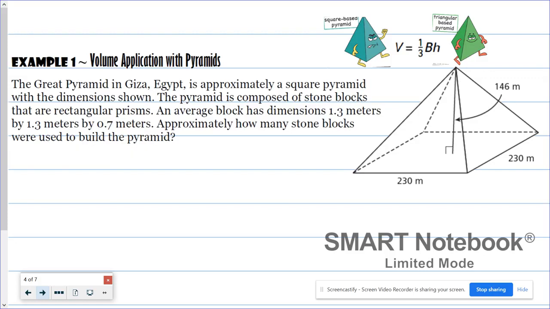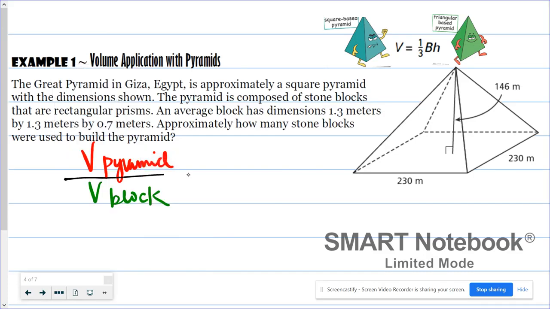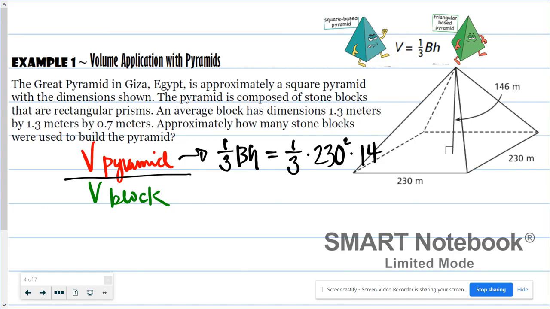So what do we need to know in order to figure out how many stone blocks? I need to know the actual volume of the pyramid, right? I also need to know the actual volume of each block. Once I know these two things, I can simply divide volume of pyramid by the volume of each block, and that will tell me how many blocks it took to build the pyramid. So volume of a pyramid, I know is found by going 1/3 area of the base times the height. Well, the base of this pyramid can be found by multiplying length times width. So 230 times 230, or simply 230 squared. And then times the height of 146.